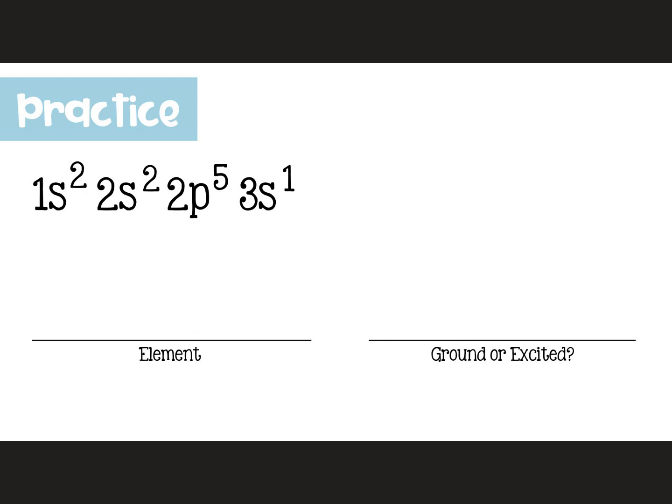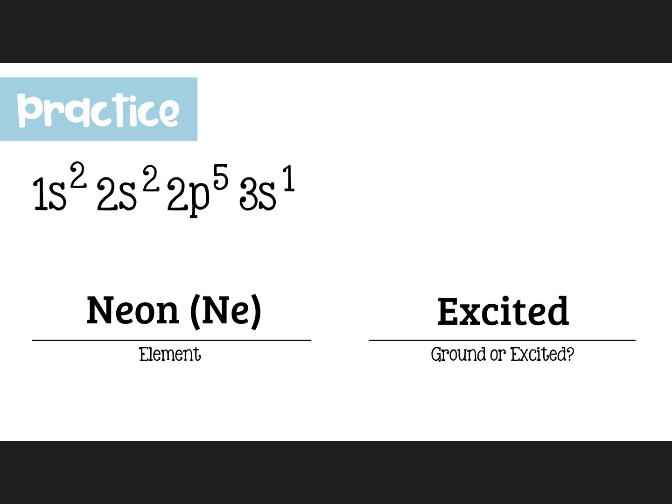10 electrons corresponds to 10 protons in a neutral atom, which is neon. And since the 2p is not full, that means that we have an excited configuration.